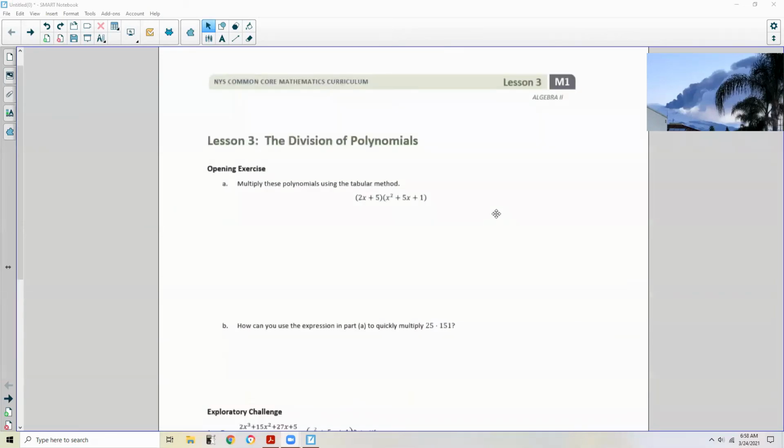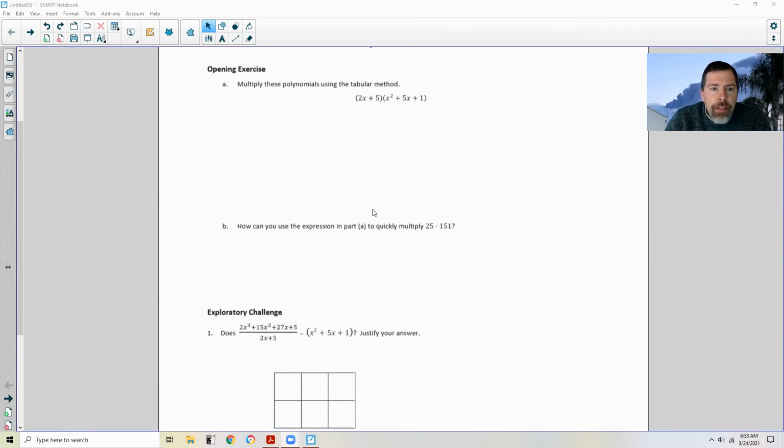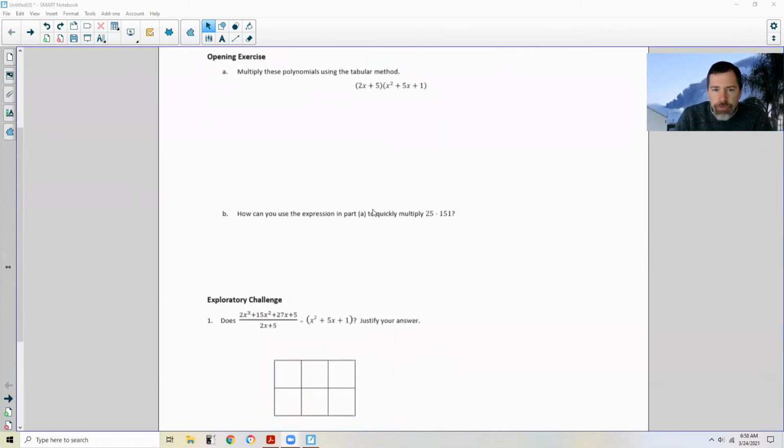Okay, Lesson 3, the division of polynomials. Opening exercise, that means try this yourself, pause the video, see if you can do it, and come back and see how you did. All right, so it says multiply these polynomials using the tabular method. Well, the tabular method is when you have something like this.